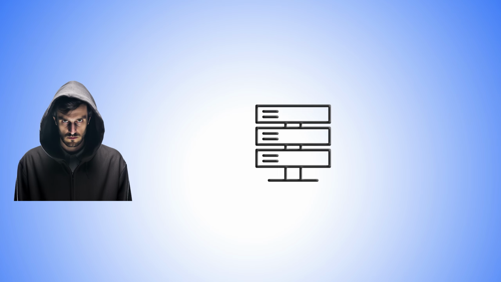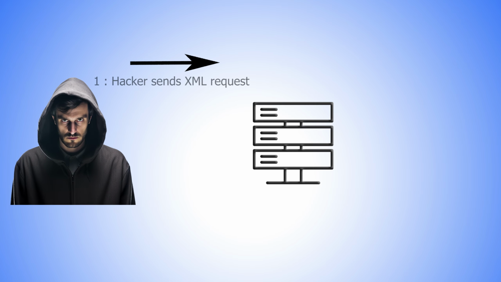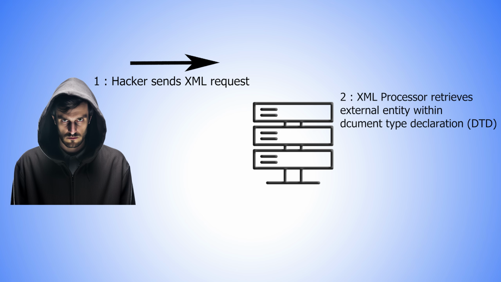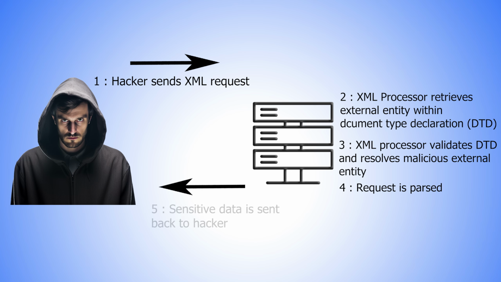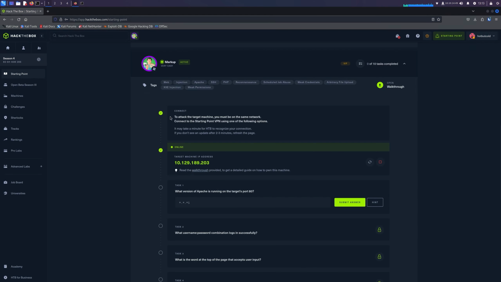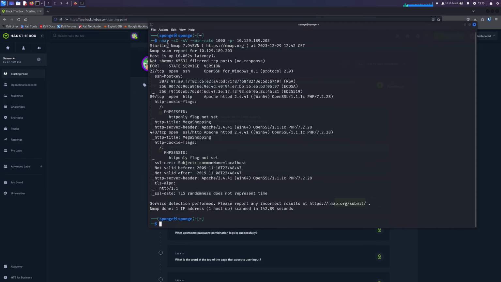Hello and welcome back. Today we will be having a look at Markup, the 6th challenge on HackTheBox, where we will be making use of an XML External Entity attack, which is the type of attack against an application that parses XML input. This will enable us to retrieve sensitive data from the server and possibly get into the target. As usual, this video is only for educational purposes and is not meant to encourage any illegal activities.